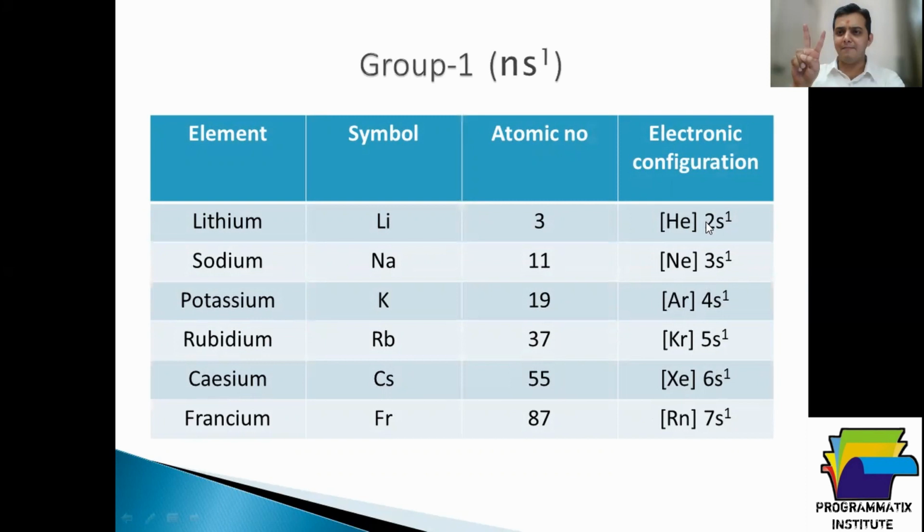Lithium is in the second period, so it is helium 2s1. Sodium is in the third period, neon 3s1. Potassium is in the fourth period, so it is argon 4s1. Rubidium is in the fifth period, so it is krypton 5s1. Cesium is xenon 6s1. And francium is radon 7s1. Again, I am telling you, nobody is going to ask you in a line. So you should know how to count on a finger.